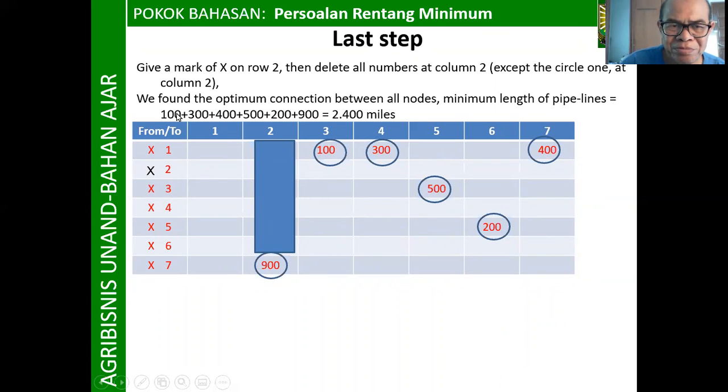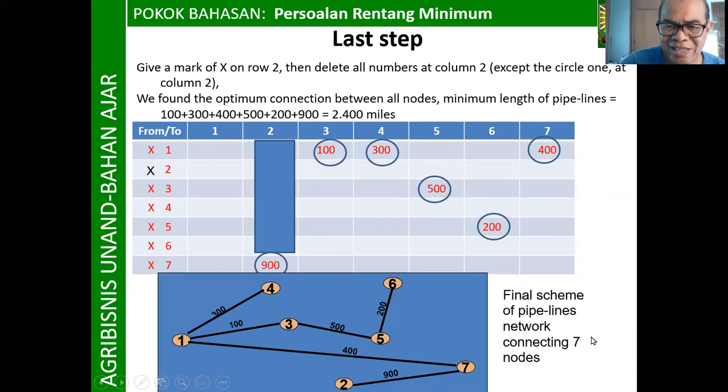We found the optimum: 100 plus 300, 400, 500, 200, and 900 is 2,400 miles. This is the final network scheme. It's simple compared to what we discussed in PERT CPM. It's a simple method to find the shortest, minimum length to connect nodes, in this example 7 nodes.